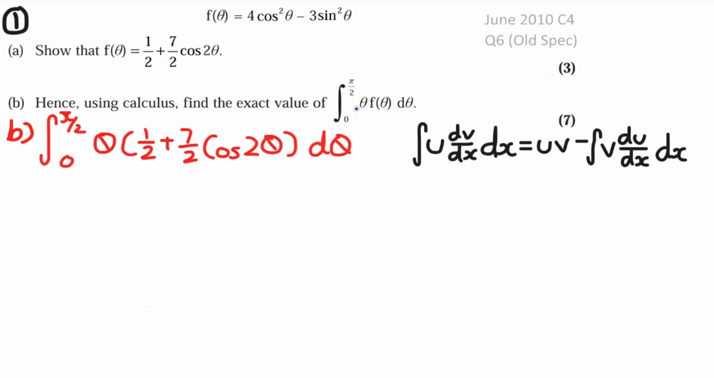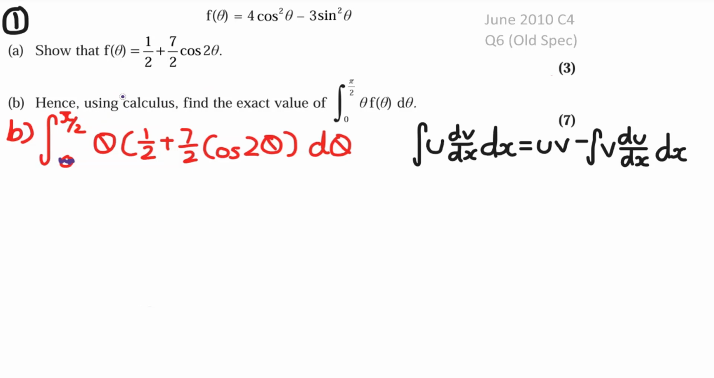and pi over 2 of theta, and then we can sub out this f theta for this here, so it's half plus 7 over 2 cos of 2 theta. So we need to find the exact value of this integral here. Now, this is a definite integral, and as I talked about before with definite integrals, you don't need to worry about these limits at the start. We plug these in at the end.